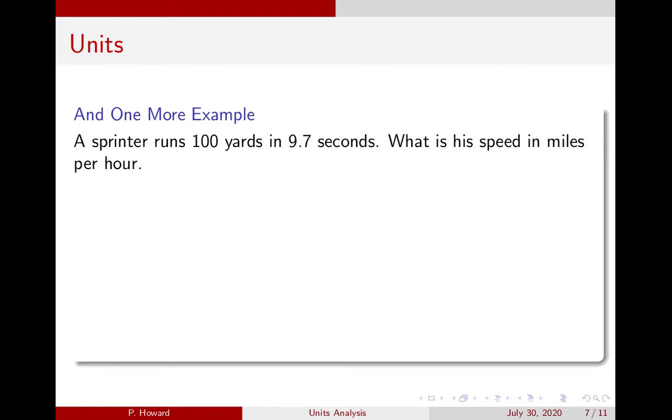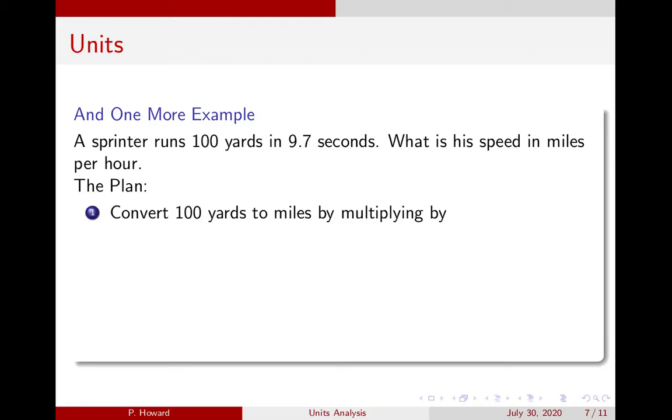So let's try this problem. A sprinter runs 100 yards in 9.7 seconds. What is his speed in miles per hour? So the plan is to first convert the 100 yards to miles by multiplying by miles per yard. So we will be multiplying 100 yards by the ratio of miles to yards. The yards will cancel.